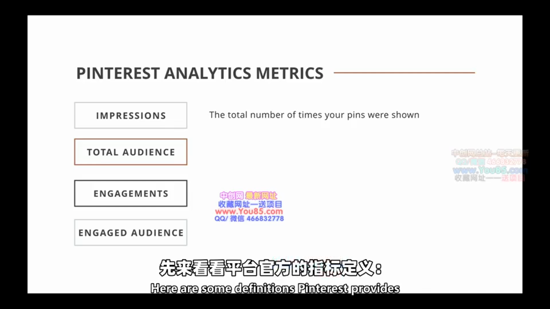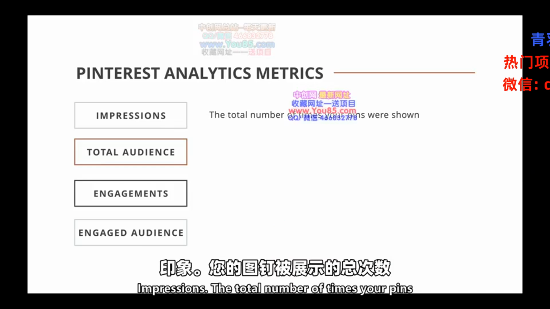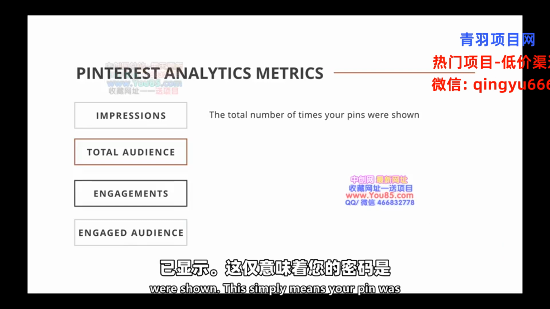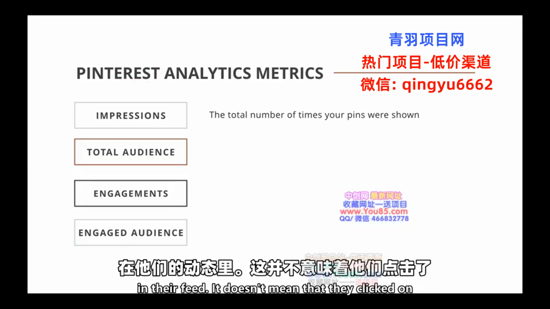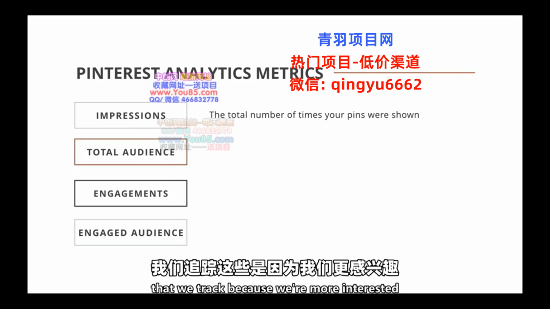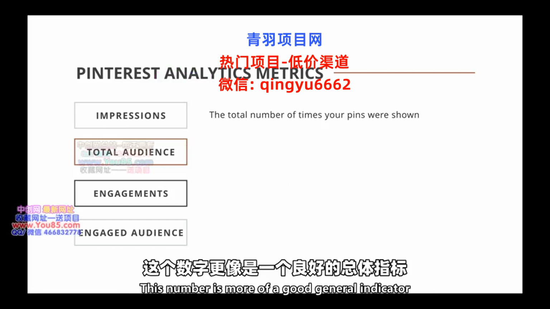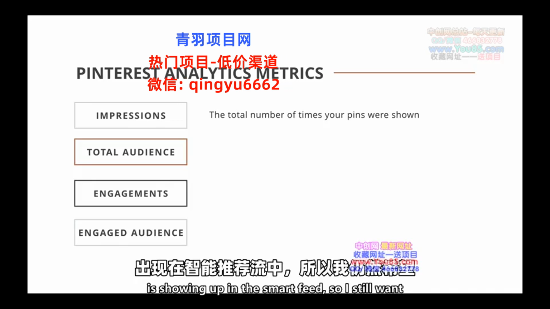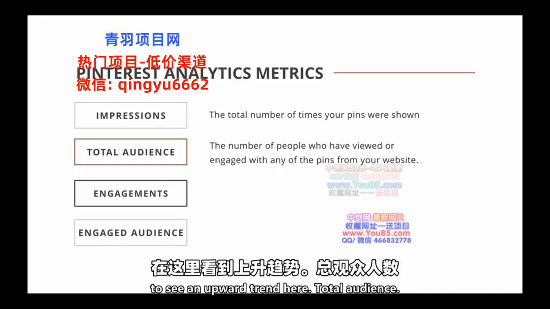Here are some definitions Pinterest provides for the words used in their analytics data. Impressions. The total number of times your pins were shown. This simply means your pin was in the view of someone else and it showed up in their feed. It doesn't mean that they clicked on or engaged with it. This isn't one of the main metrics that we track because we're more interested in people that engage with our content. This number is more of a good general indicator that our account is doing well and our content is showing up in the smart feed, so I still want to see an upward trend here.